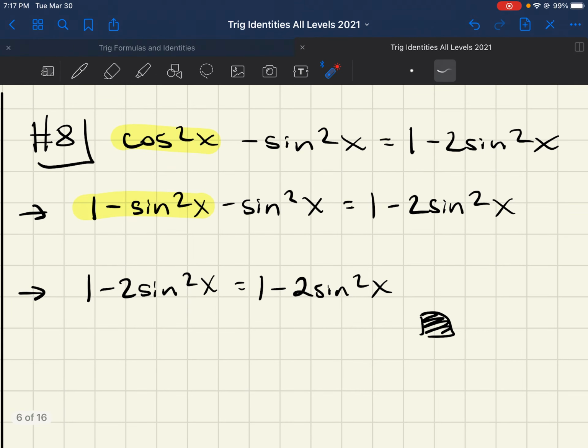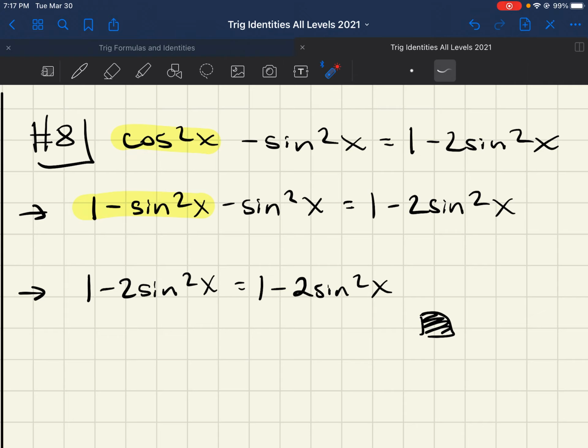All right, problem number 8, cosine squared of x minus sine squared of x. We want to verify that that's equal to 1 minus 2 sine squared. And what I decided to do here is I went ahead and changed this cosine squared into 1 minus sine squared. And part of the reason I'm doing this is because if you look at what we want it to equal, we want it to equal 1 minus 2 sine squared. So rewriting this cosine squared in terms of sine is going to help us achieve that goal.